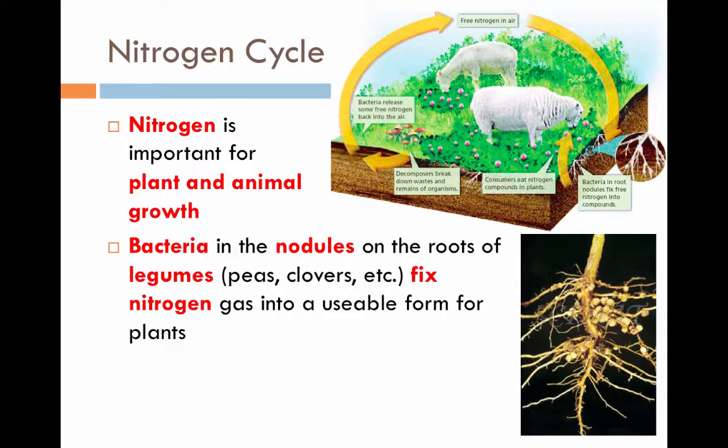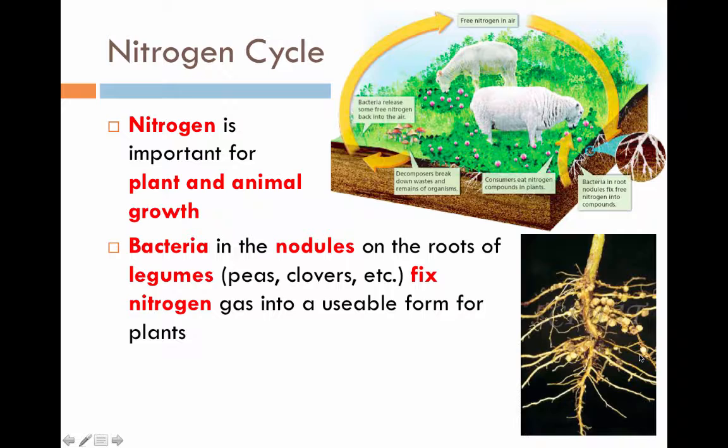Unfortunately, because plants and animals can't get the nitrogen from the air, they need it fixed. And they get it fixed by bacteria. Bacteria live on the roots of legumes. They specifically live in these little things called nodules, these little bumps. Do you see these bumps on the roots of the legumes? There's tons and tons of bacteria inside there.